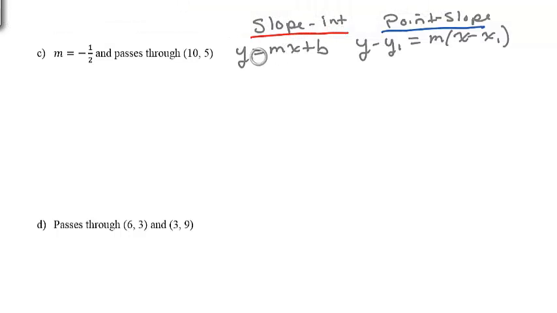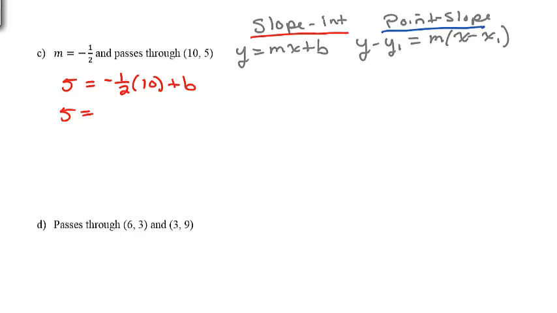If you do it this way, then you replace the x and y with the x and the y from the coordinate that the line passes through. So the y coordinate is 5, so we're going to replace the y with 5, and it's equal to m, and our slope is -1/2, and then times the x value that the line passes through, which is 10, and then plus b. And so we just need to figure out what b is.